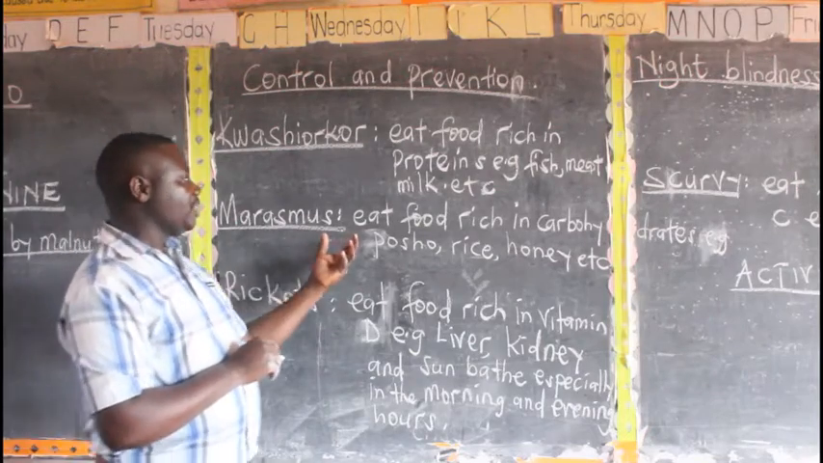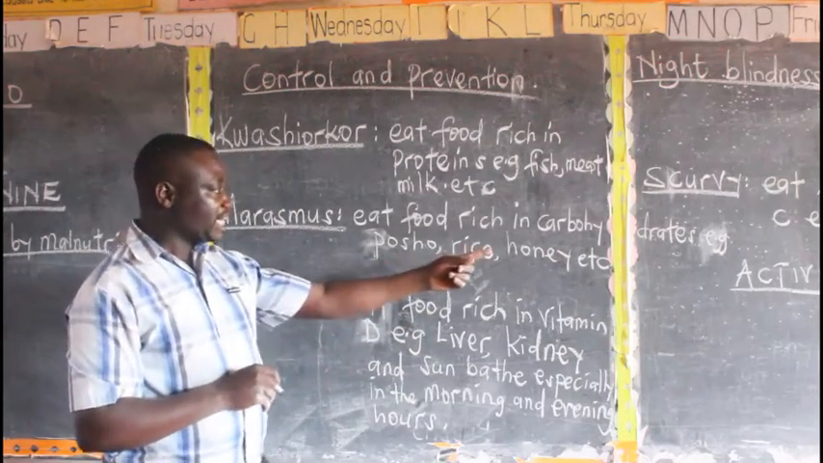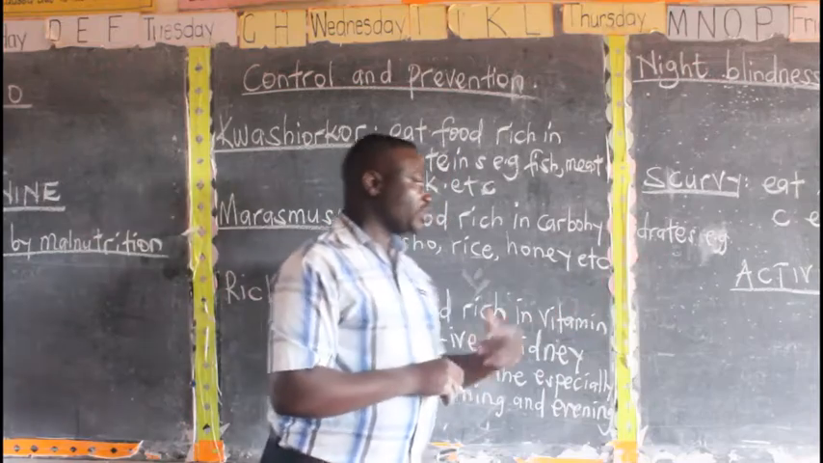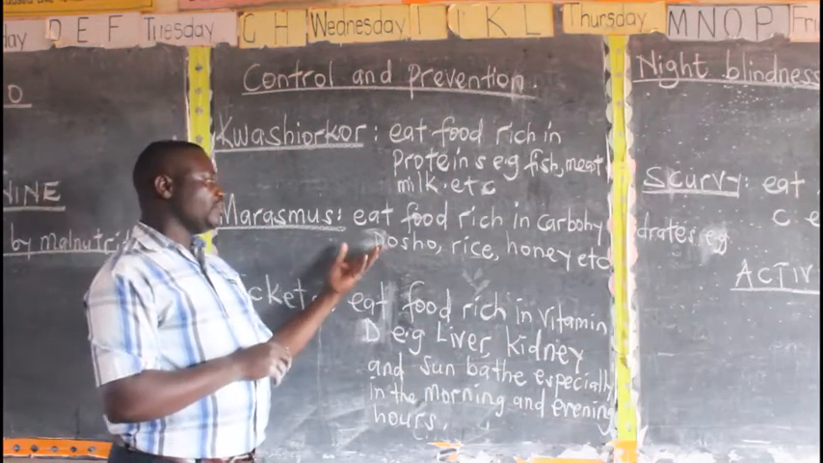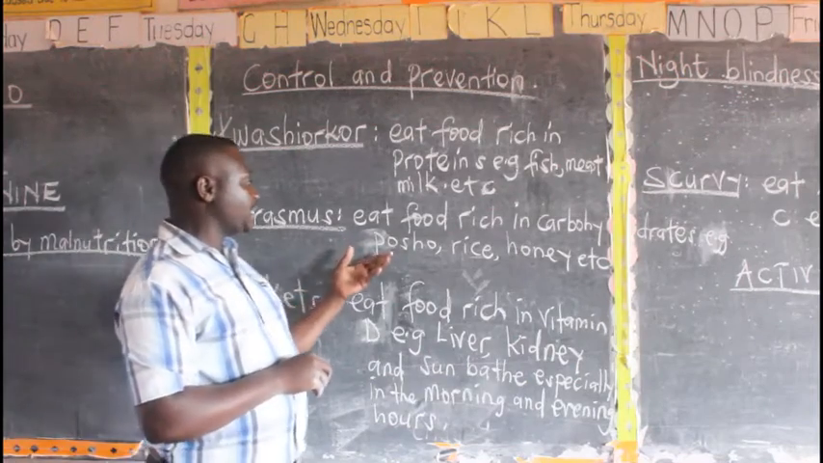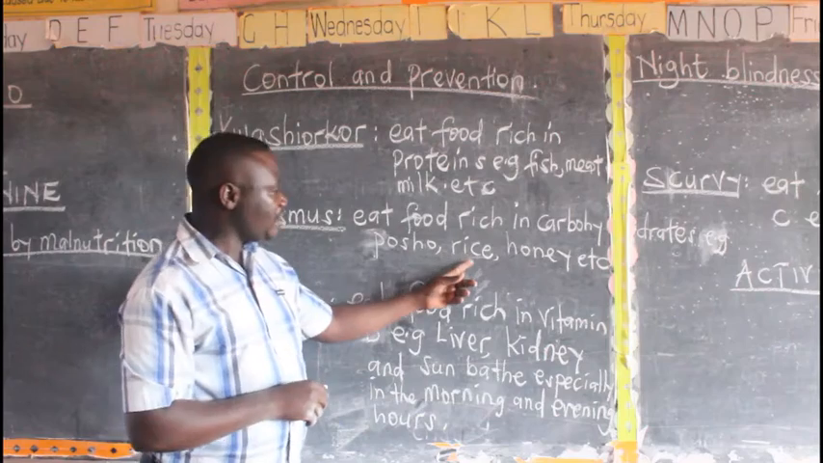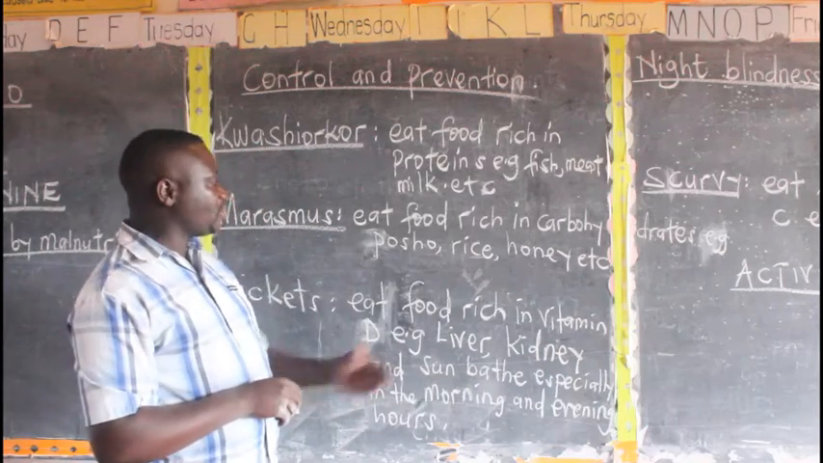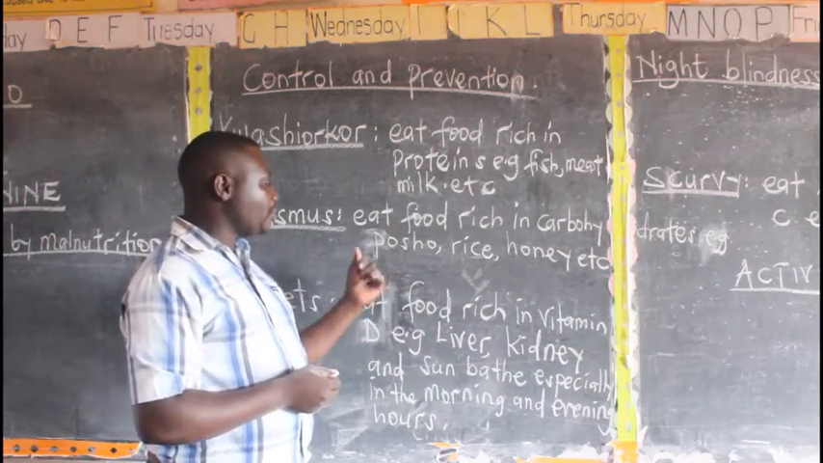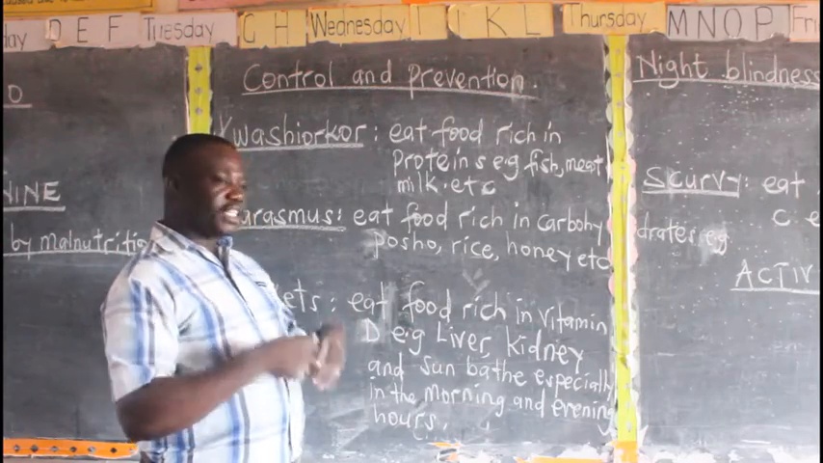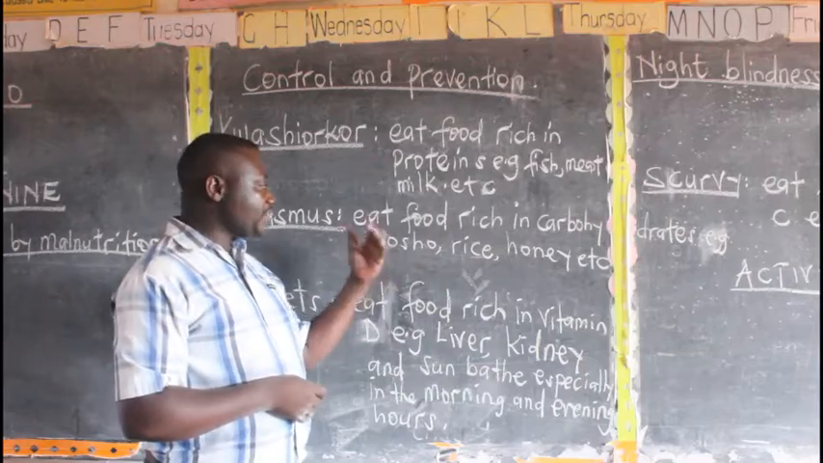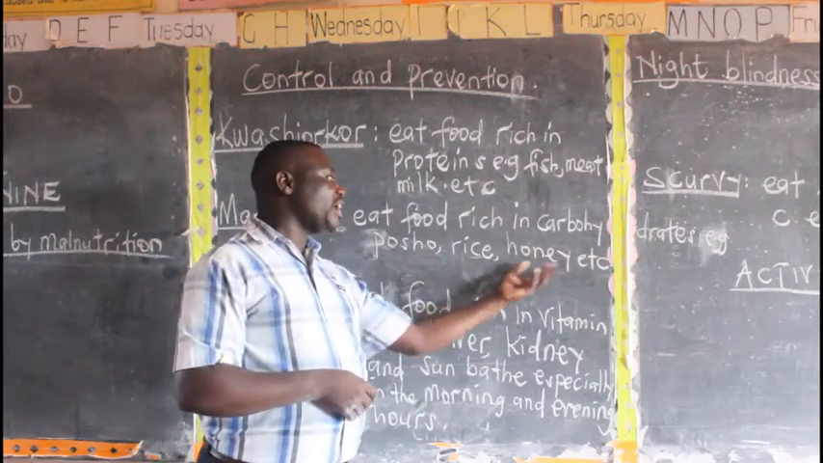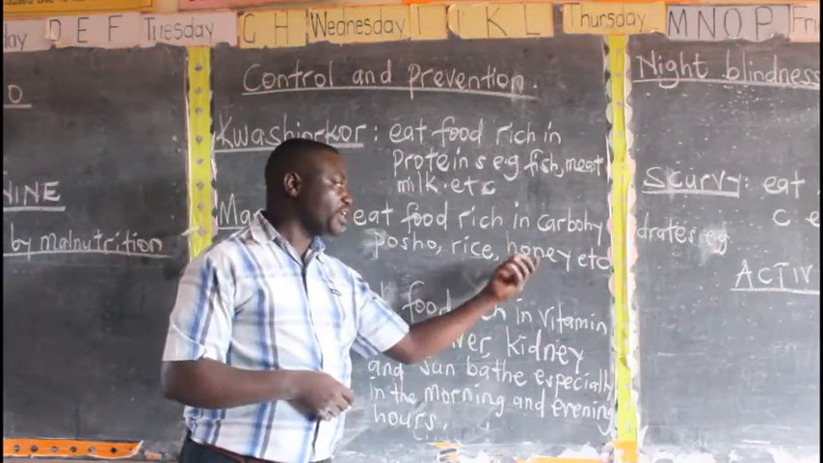By feeding or eating food rich in carbohydrates. Examples of the meals you can eat: we have posho. When you eat posho, it is rich in carbohydrates. Then we have rice, and even honey. We have matoke, posho, sweet potatoes, Irish potatoes, cassava, rice. There is also honey. It is a carbohydrate food when you eat it or when you lick it.